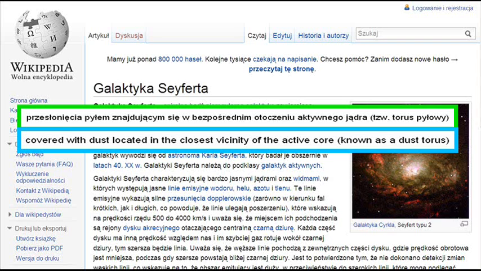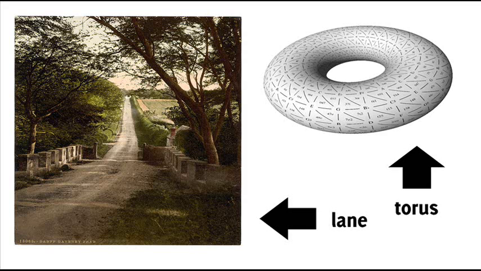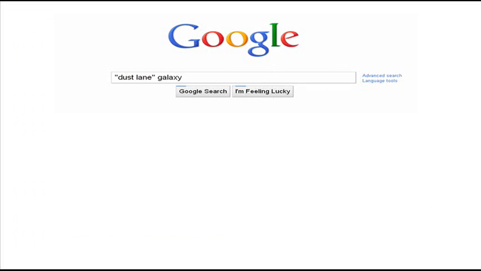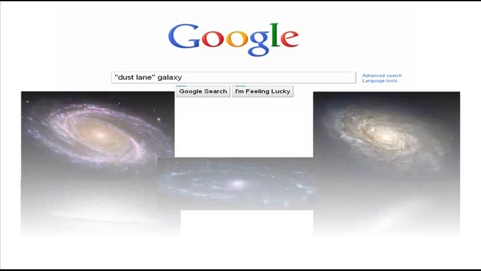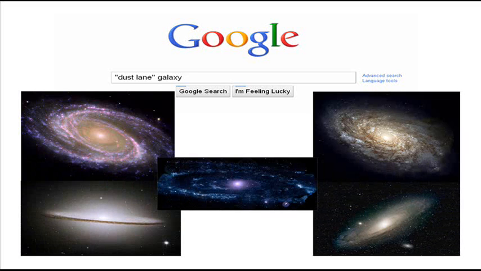But then I thought they may not be that similar, because as much as a lane, usually being straight, can sometimes be used for something circular, a torus is always like a circle. So I needed to find out if dust lane in English, the term, was really used for something circular like a torus would be. I went to Google again and did a search for dust lane galaxy, but this time an image search, but all it gave me were these pretty images of galaxies, but nothing to confirm or disconfirm my idea.